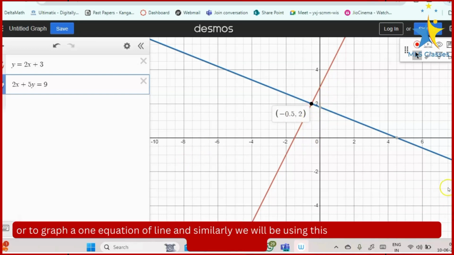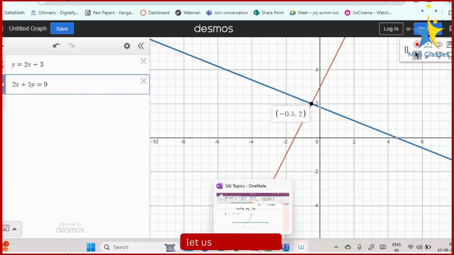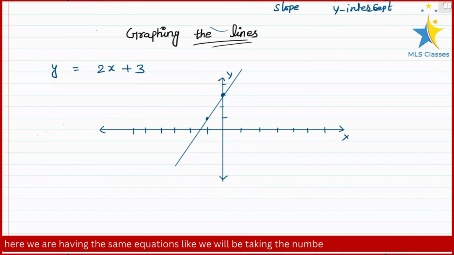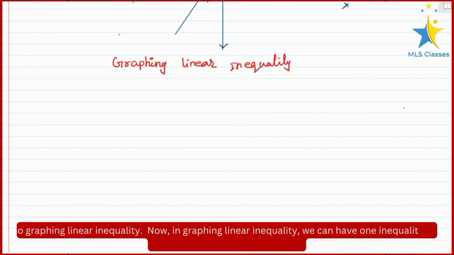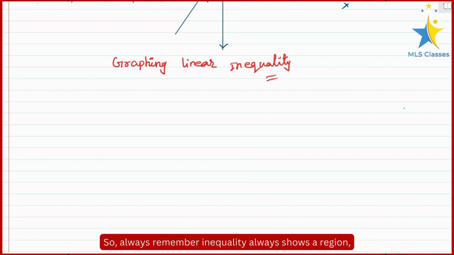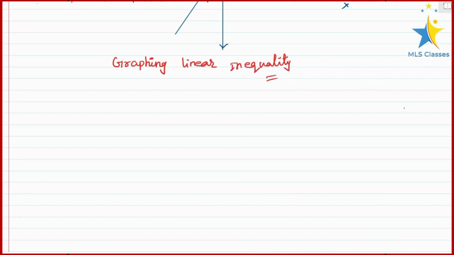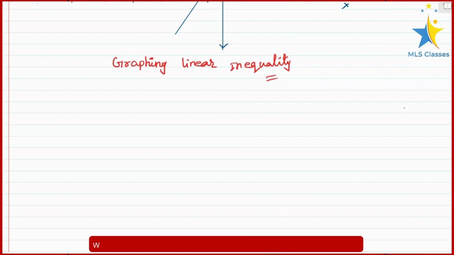Similarly, we will use this graphing tool again to show you how to graph inequalities. Suppose we have the same equations, taking the numbers and variables as the same. In graphing linear inequalities, we can have one inequality or a system of inequalities. Always remember, an inequality always shows a region. If it has greater than or equal to, or less than or equal to, then the line we graph will be included. If it has only greater than or only less than, then the line will not be included.